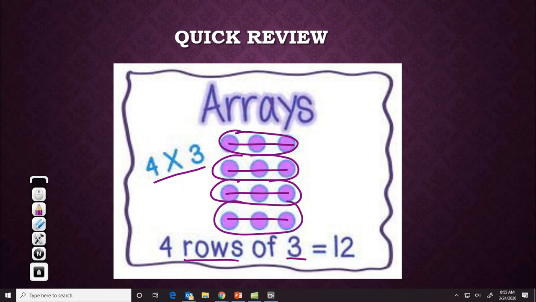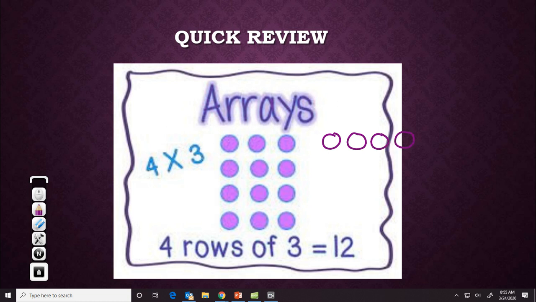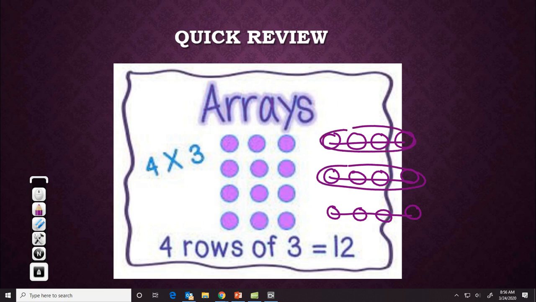Now, there is another way that I can draw this one. Let's take a look. Instead of 4 rows of 3, I could do 3 rows of 4. 1, 2, 3, 4. There's a row of 4. 1, 2, 3, 4. And 1, 2, 3, 4. I would probably put them closer together, but that gives you an idea. Here I have 3 rows, and each one has 4 inside of it. Okay?